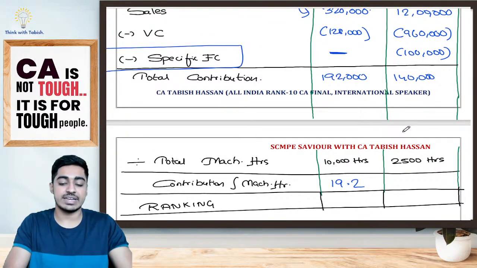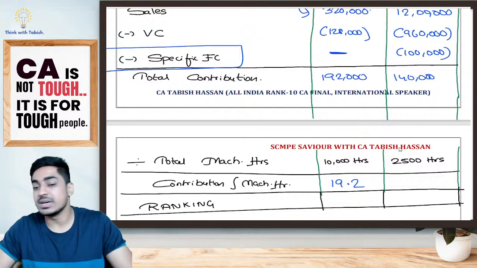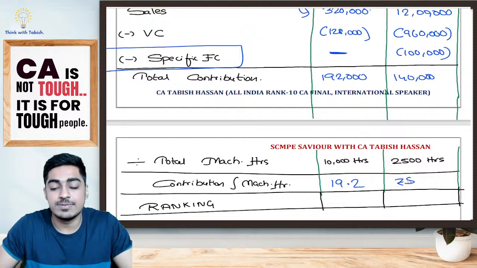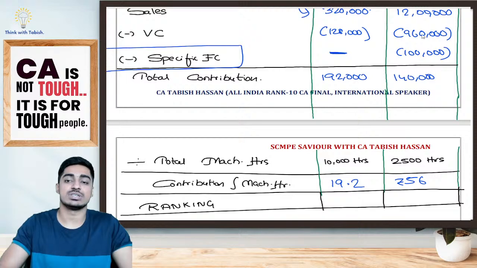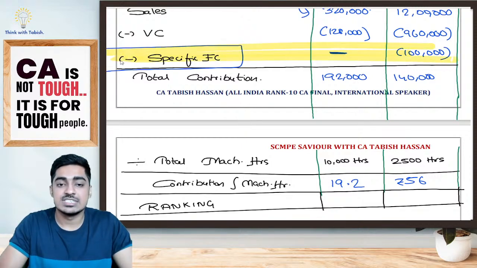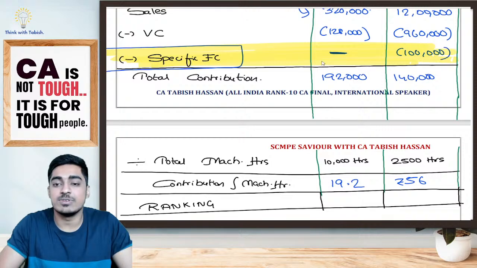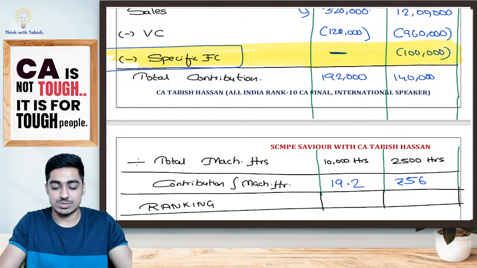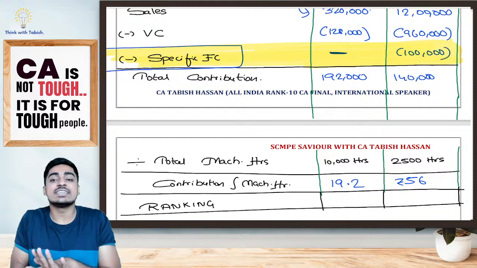1,40,000 contribution we get by working for 2,500 hours. So per hour we'll be getting 56 rupees as the contribution. Okay, is it clear, students? This is important here. Specific fixed cost also we will be reducing while we calculate contribution, because we want to see how much net cash is there.